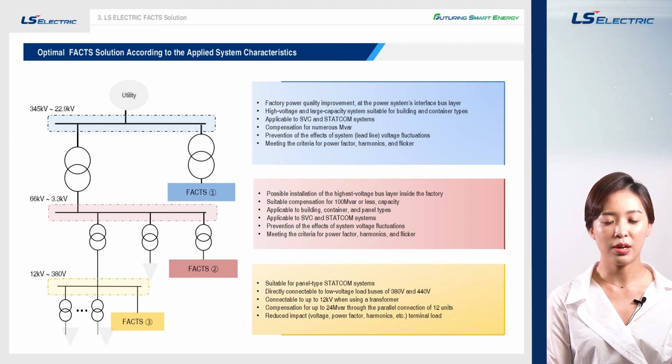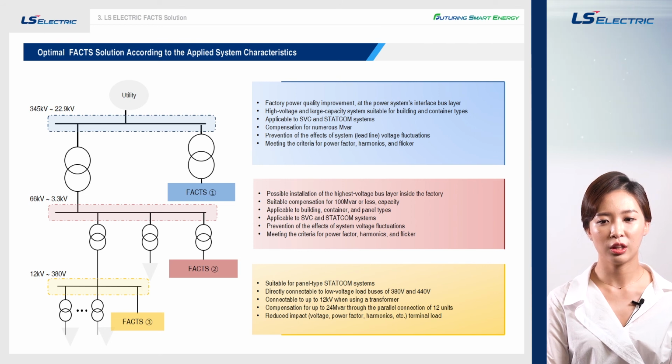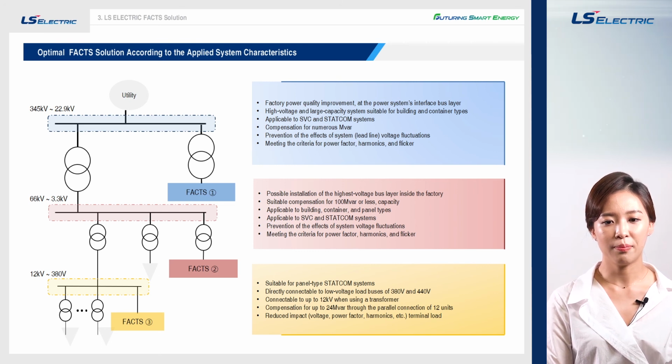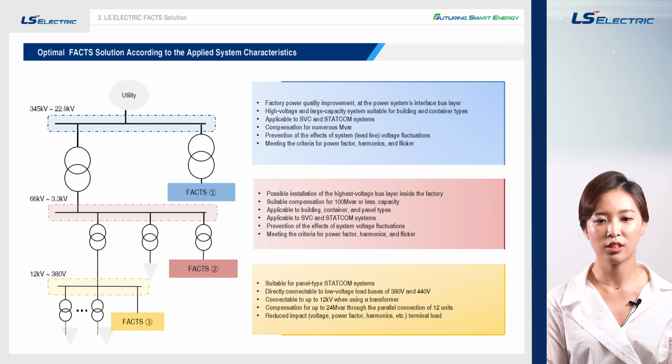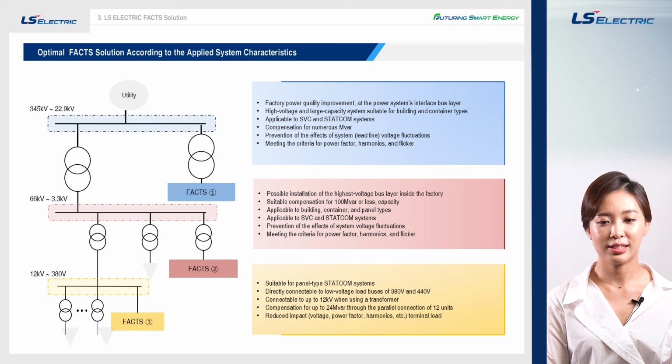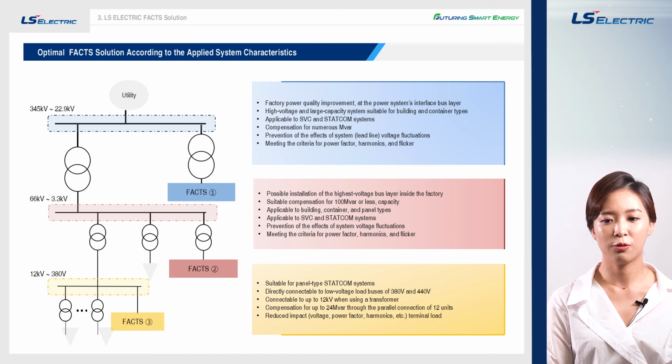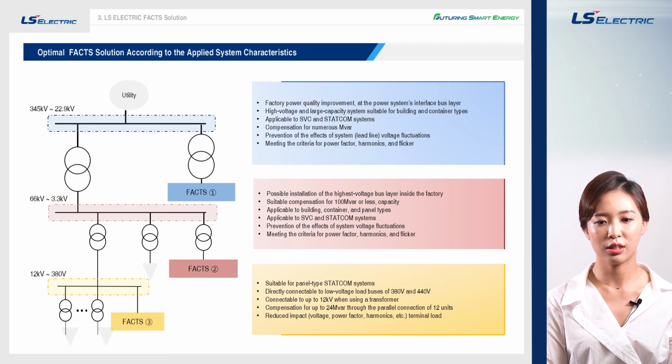For this type, it can directly connect to low voltage load buses and compensate for reactive power up to 24 megawatts with parallel connection of 12 units. Overall, LS Electric FACTS solution is suitable for all ranges of electrical systems from low voltage to high voltage.